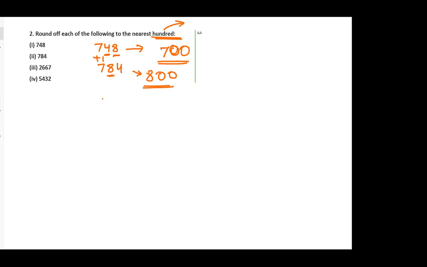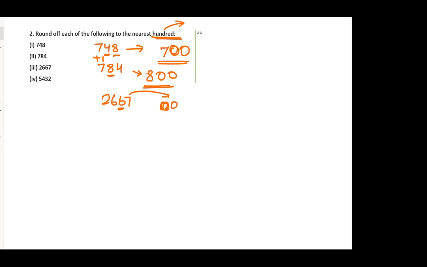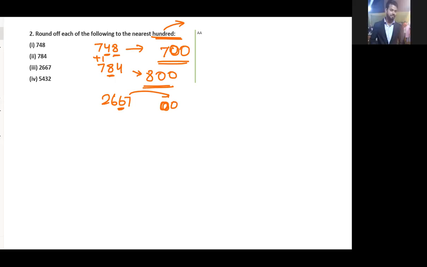So the next question is 2667. Fine. And we have to round off this number to the nearest 100. So we will underline the number which is at the tens place. So first of all, this 7 becomes 0. Then this 6 becomes 0. And since 6 is more than 5, that is why we have to add 1 in this 6. So 6 plus 1 is 7 and 2. So your answer is 2700. Is it clear? 2700.